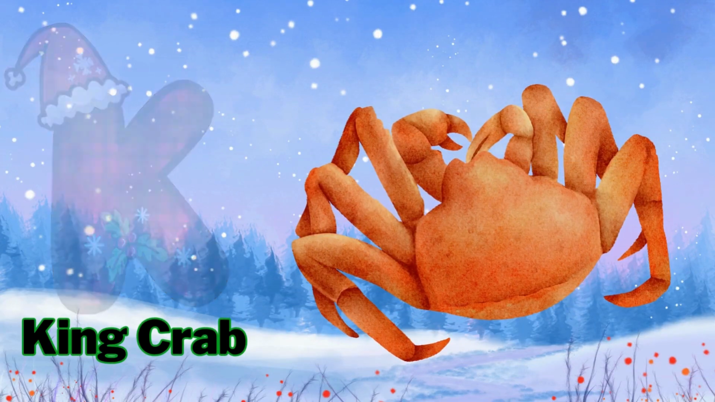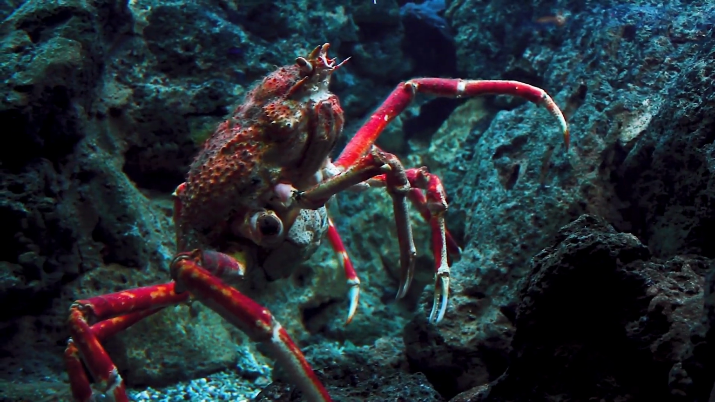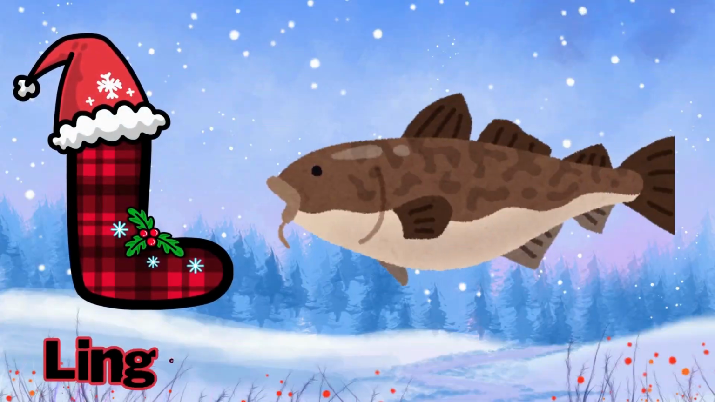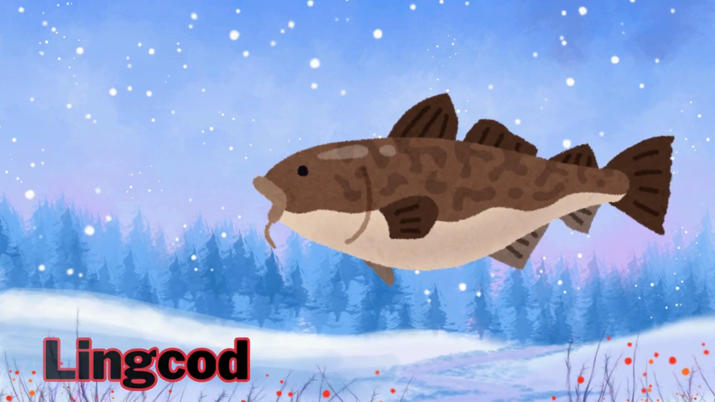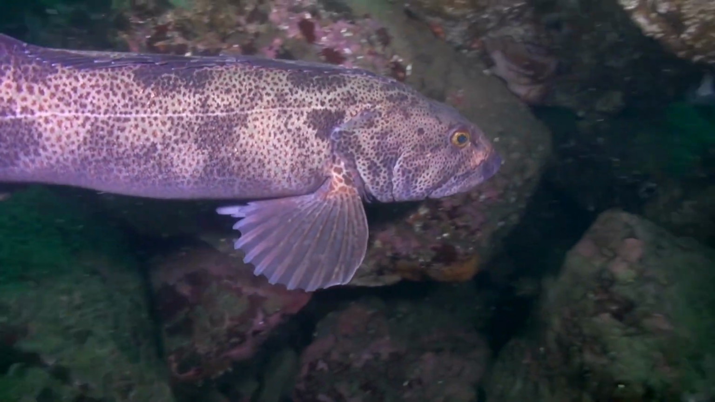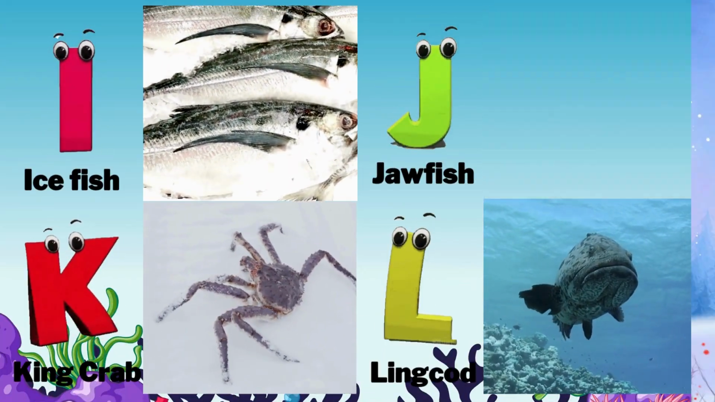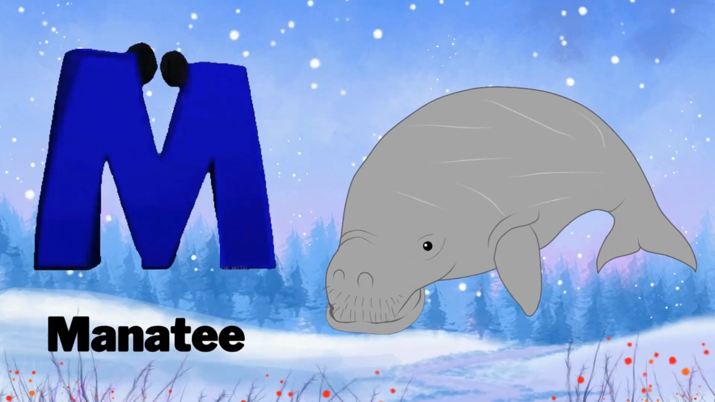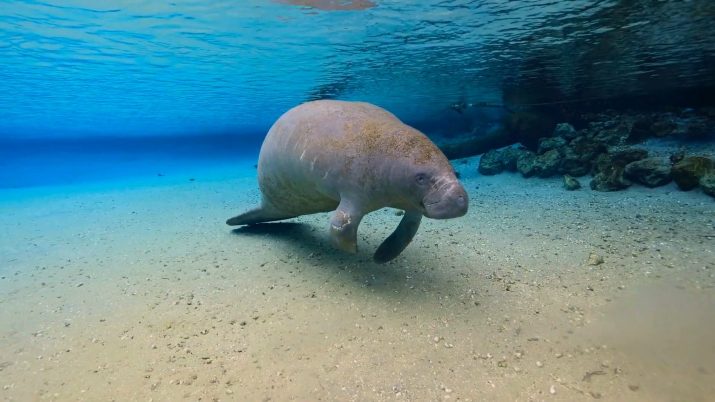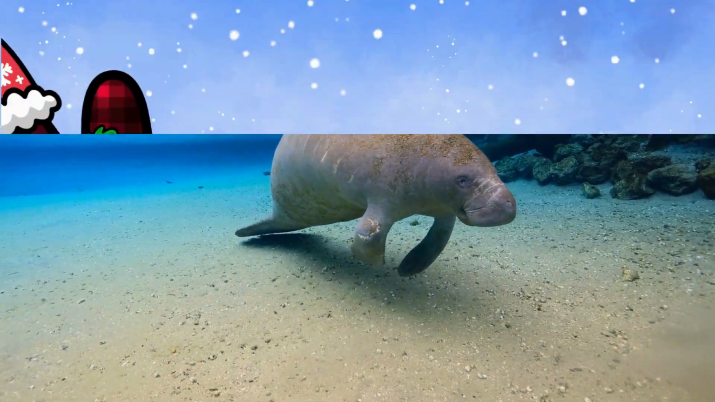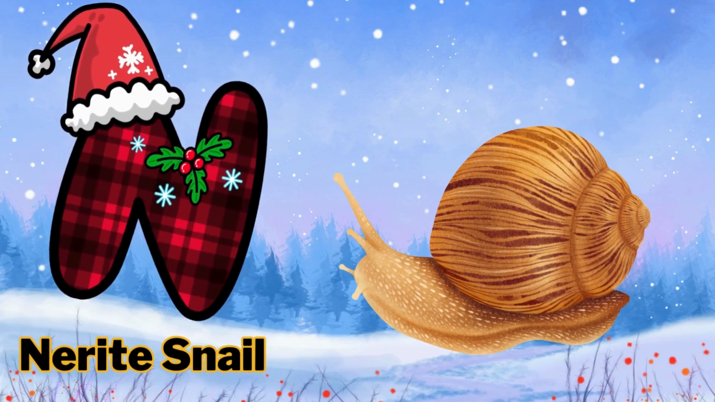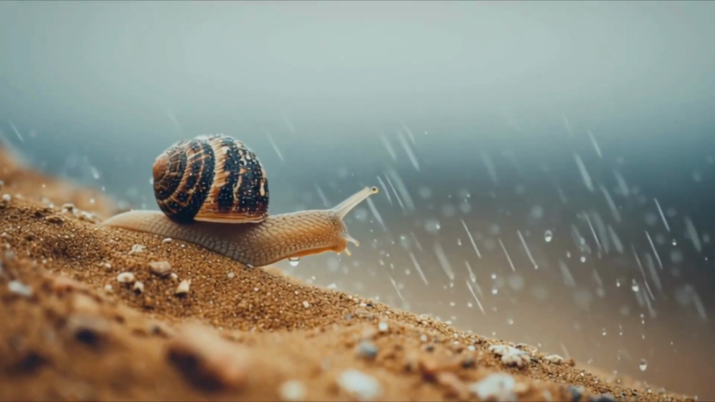K is for king crab. King crab. L is for lingcod. Lingcod. M is for manatee. Manatee. N is for marine snail. Marine snail.